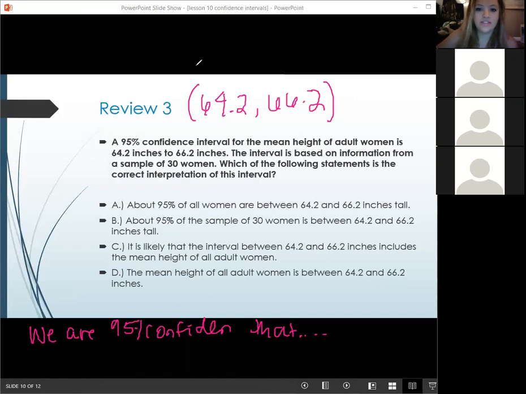So this doesn't mean that this is 95% of our data, because that would basically have to mean that this is plus or minus 2 standard deviations from our mean, but that isn't always true in this case. So keep in mind that this isn't 95% of our data, it's just saying that we're 95% confident of that. So that's why the answer would be C, because it doesn't have to do with 95% of the sample. Does that make sense?